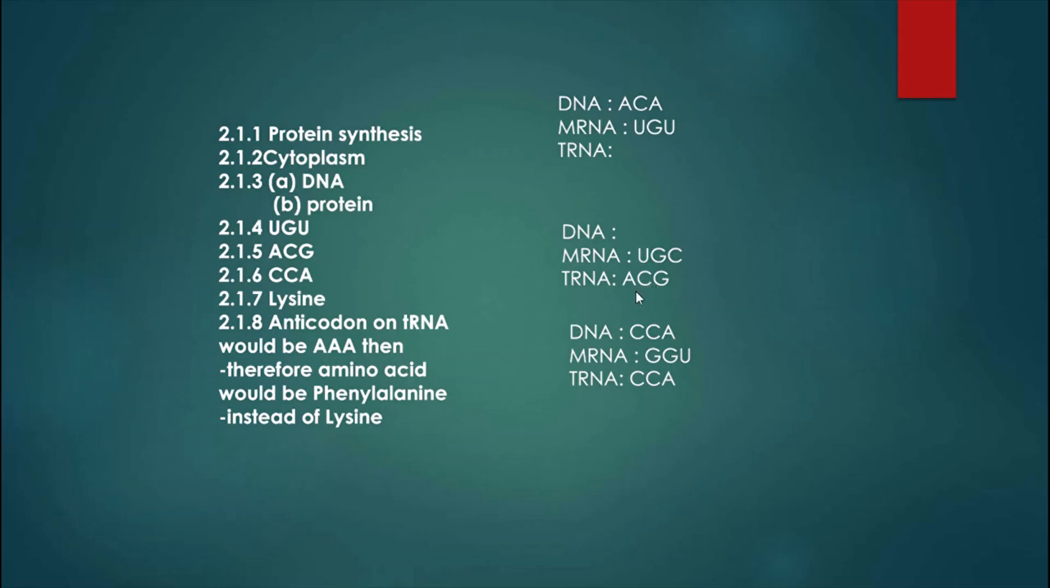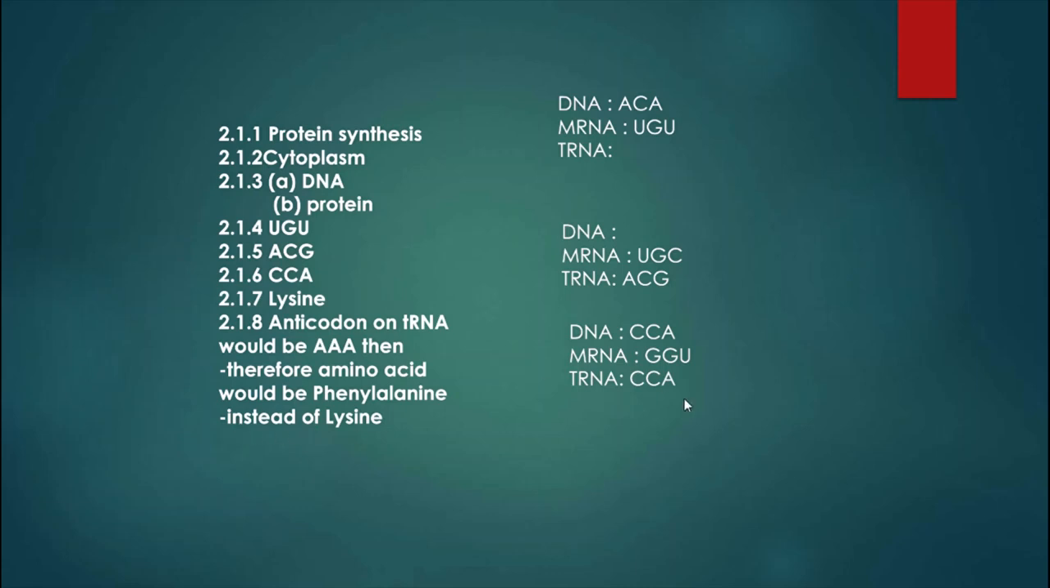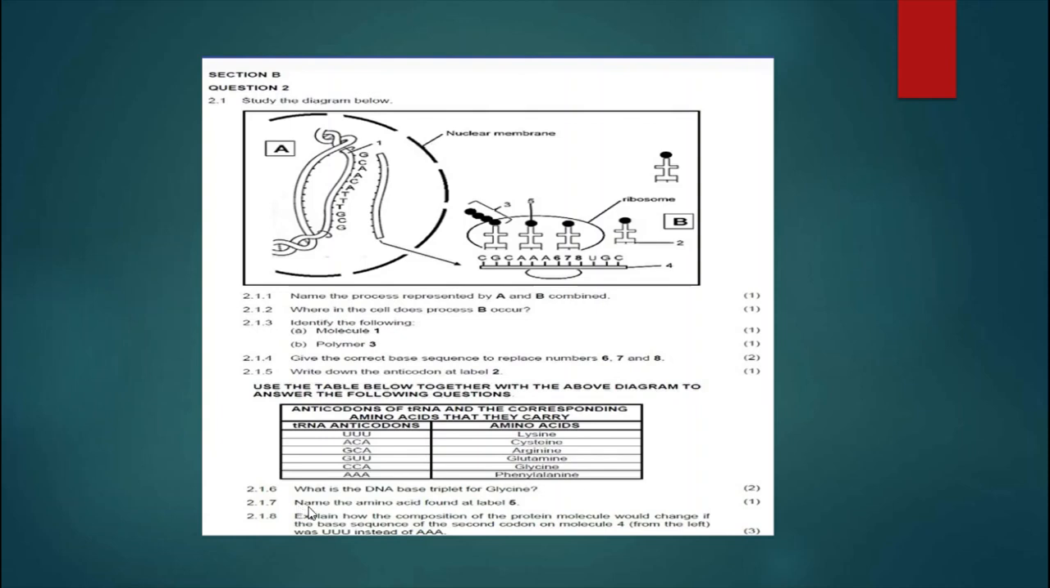Now let's look at the next question. What is the DNA base triplet for glycine? Let's look at glycine. We have tRNA this side, which is CCA. So we are looking for the DNA base triplet. We are given the tRNA base triplet, which is CCA. We use the same sequence again. We're given tRNA CCA. We need to move from tRNA to mRNA first. So the answer is GGU for mRNA. Now to DNA, the answer is going to be CCA. So for 1.2.1.6, the answer is CCA.